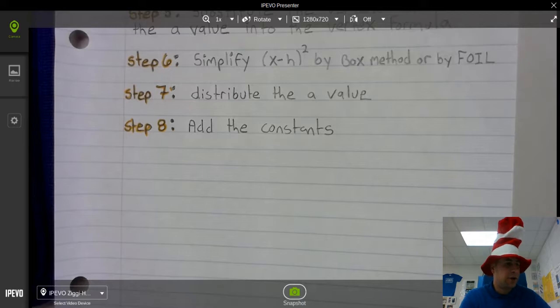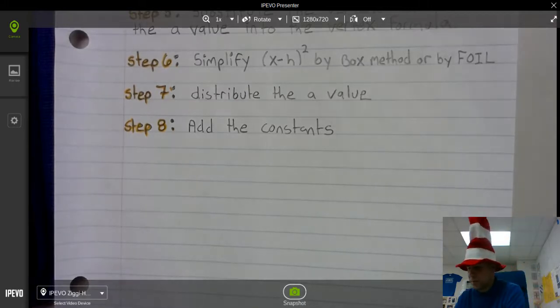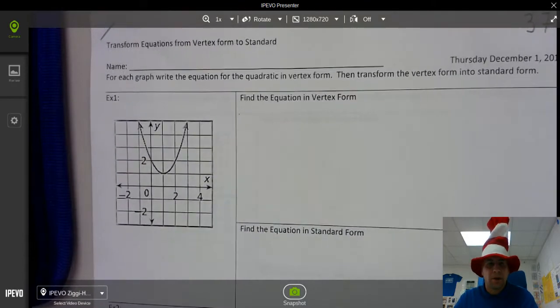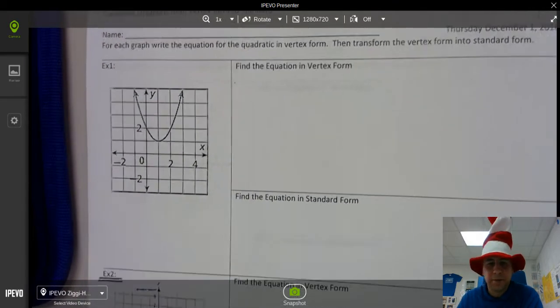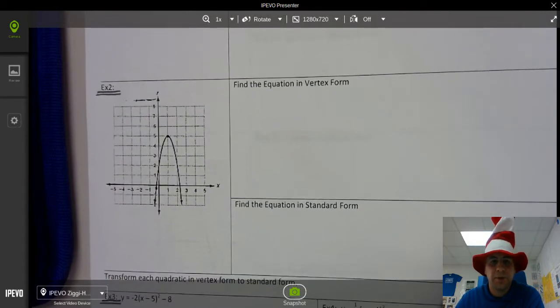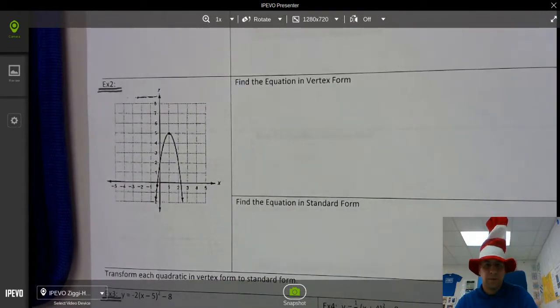And let's look at our examples. I'm going to do example 1 in class. Let's look at example 2. So find the equation in vertex form.